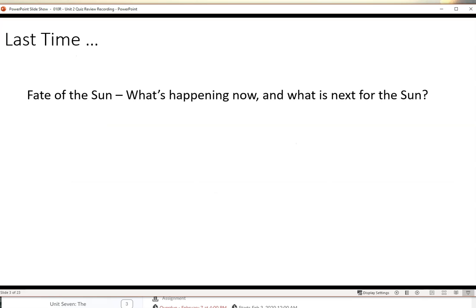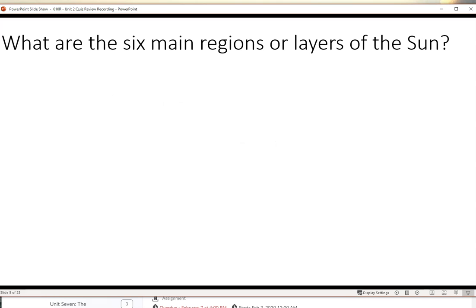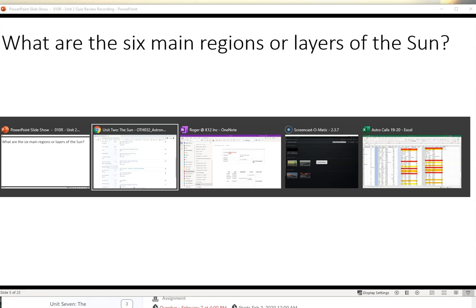So, last time, on Tuesday, we talked about the fate of the sun, what's happening to the sun now, and what's next. And today you're going to learn where to find answers to questions that are likely to be on the Unit 2 quiz. Not the answers exactly, but where to find them in the course at least. So let's get started. What are the 6 main regions or layers of the sun?